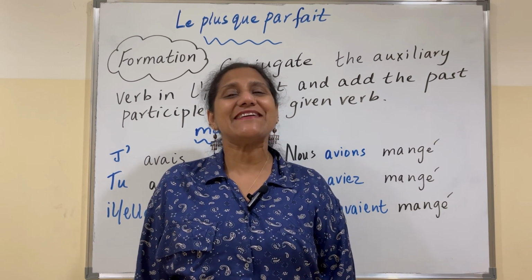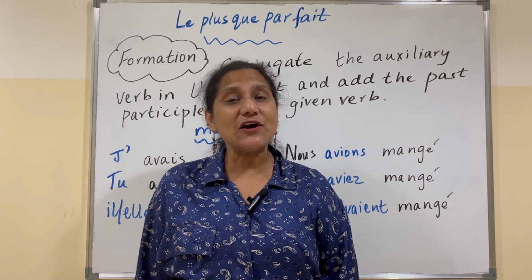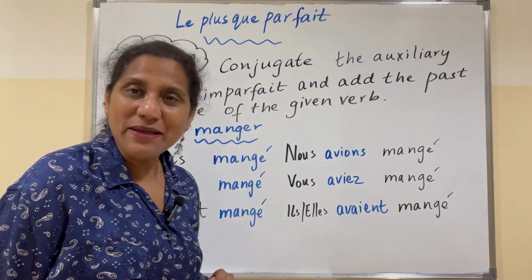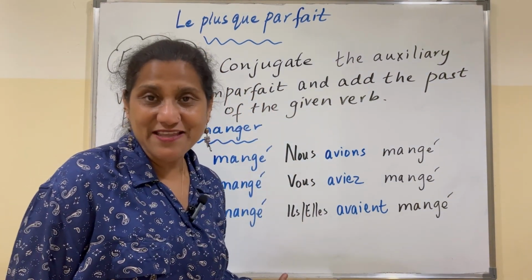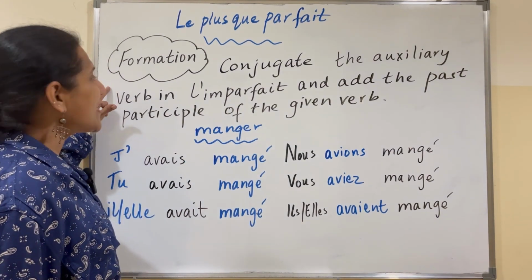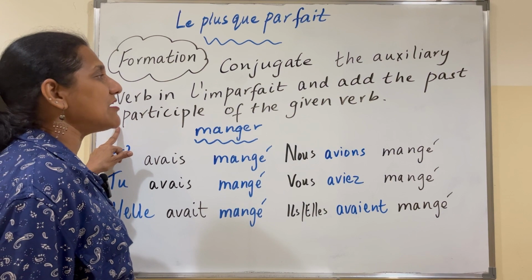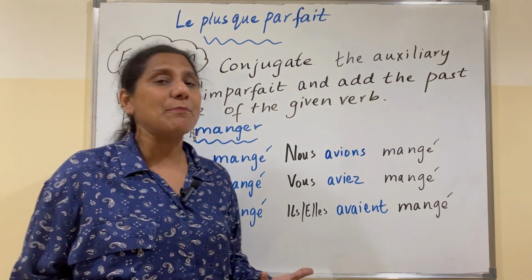Let's enjoy learning French. Today we are going to learn le plus-que-parfait. First, let's learn the formation of the verb tense plus-que-parfait. Conjugate the auxiliary verb in l'imparfait and add the past participle of the given verb. This is also a compound tense.